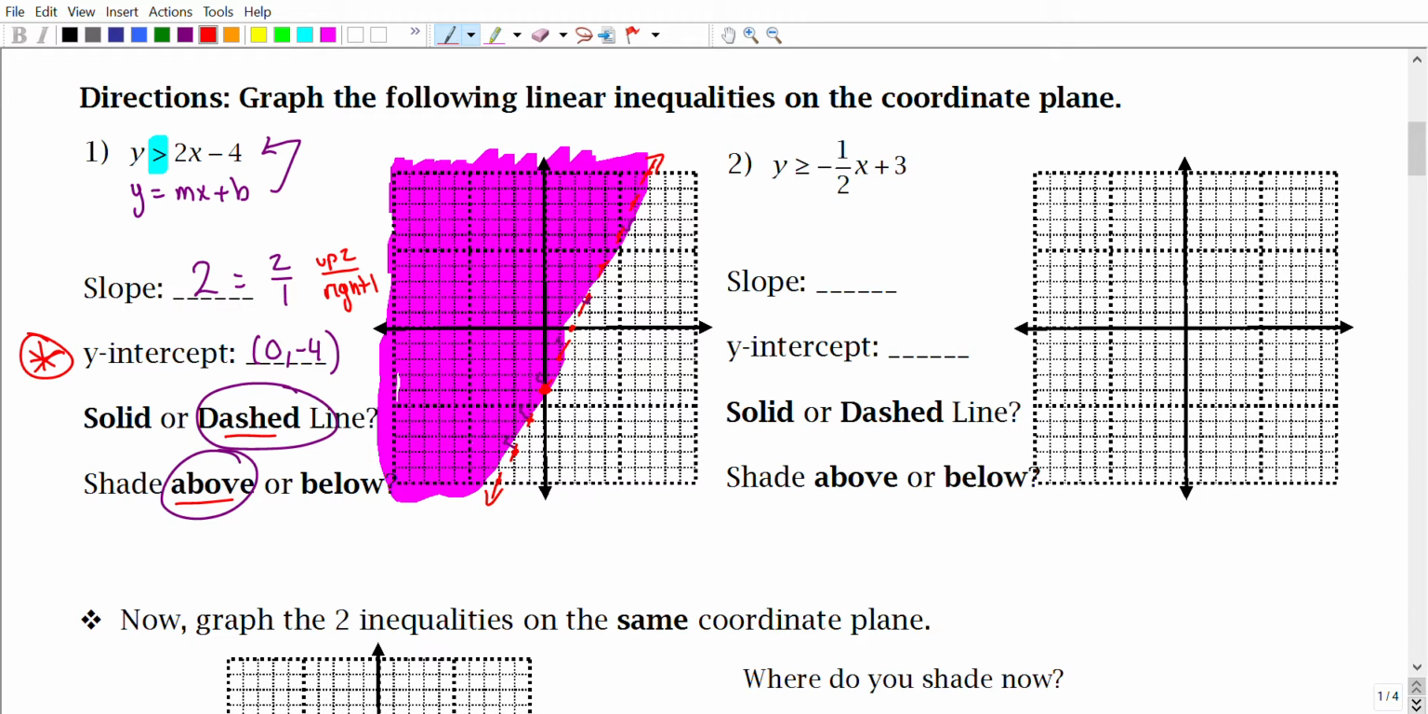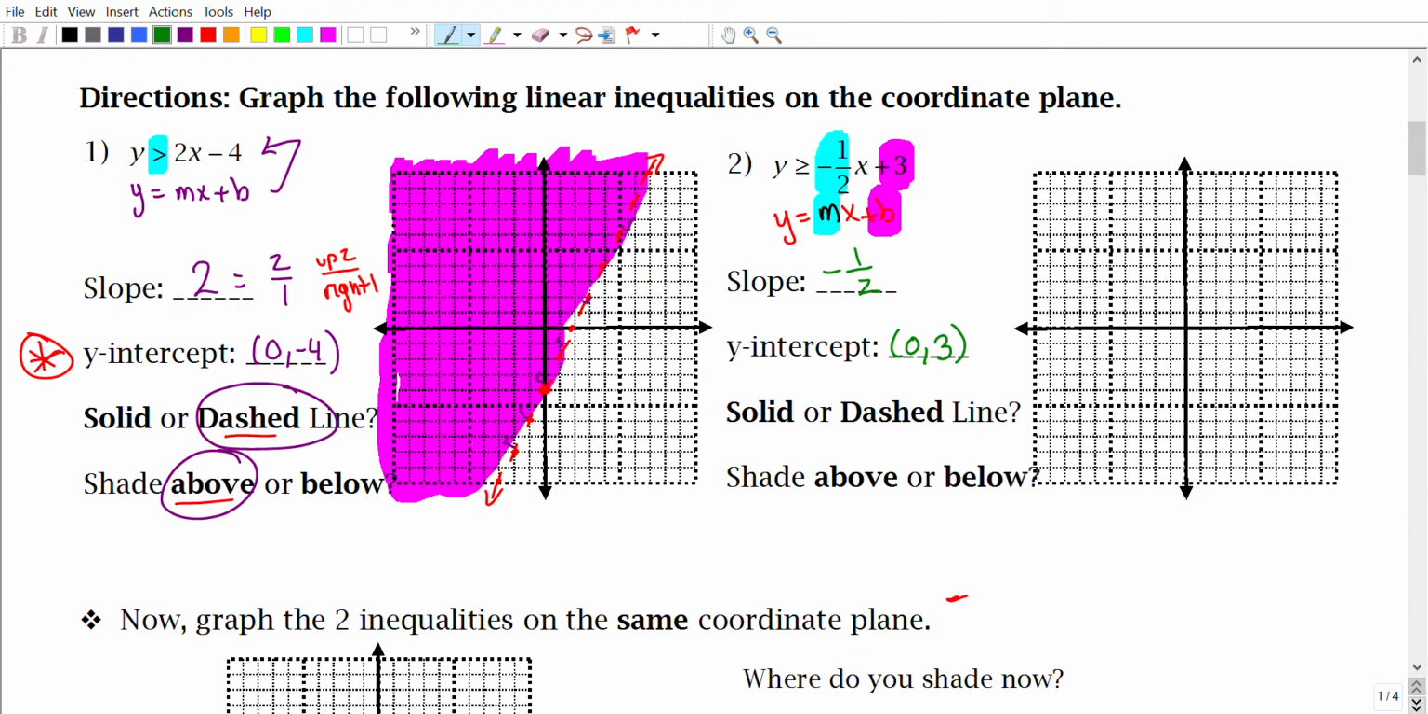All right, so let's take a look at number 2. We have y is greater than or equal to negative 1/2 x plus 3. Again, even though it's an inequality, it still looks like the slope-intercept form that we're used to, right? It still looks like y equals mx plus b. So we can identify our slope and our y-intercept. Let's write those two things down. We have our slope, it's negative 1/2. And we have our y-intercept, which is 0, 3.